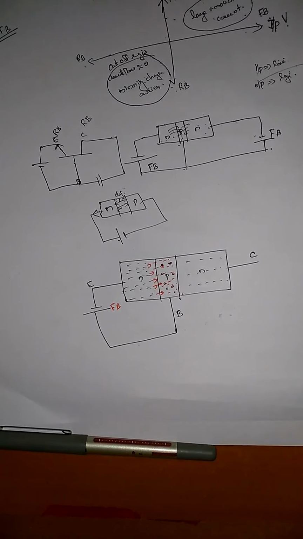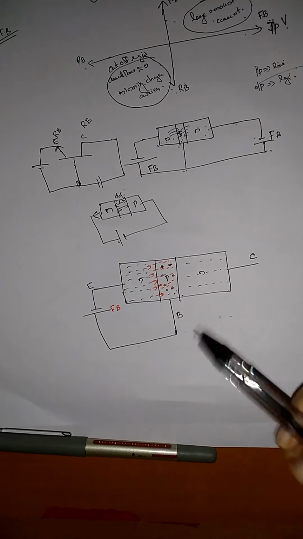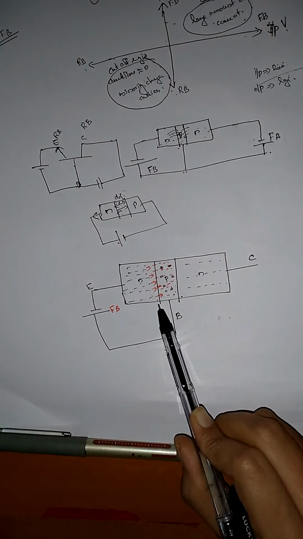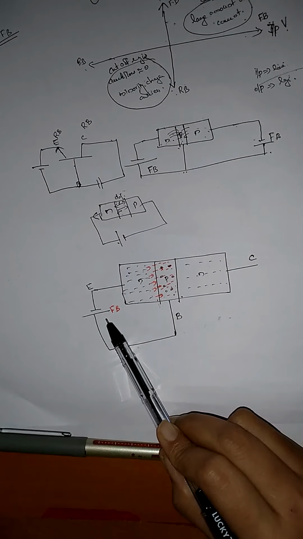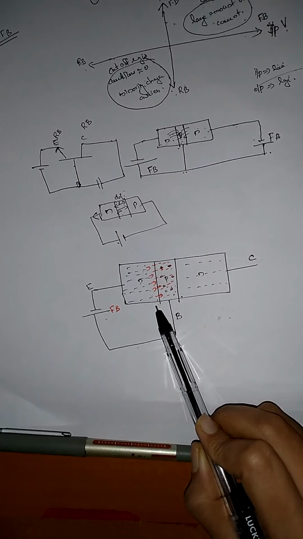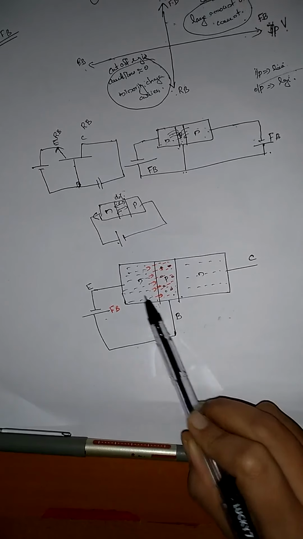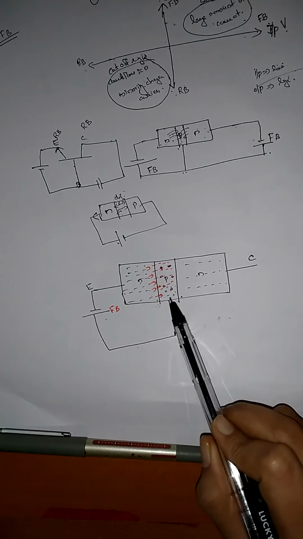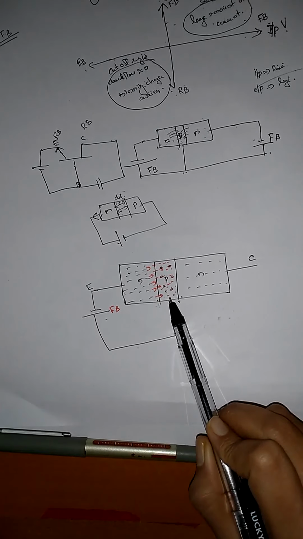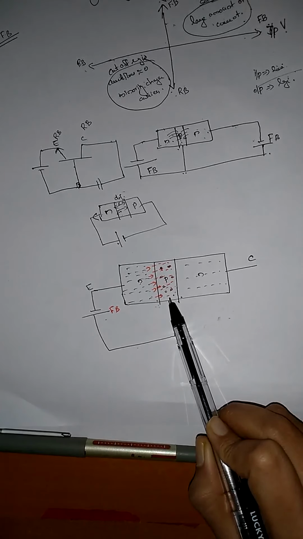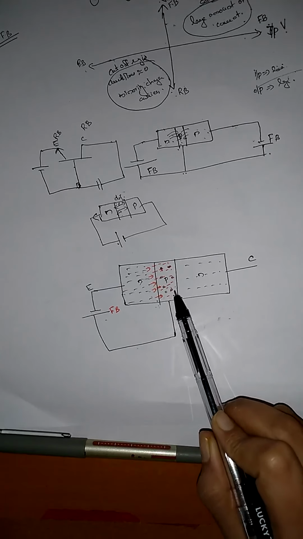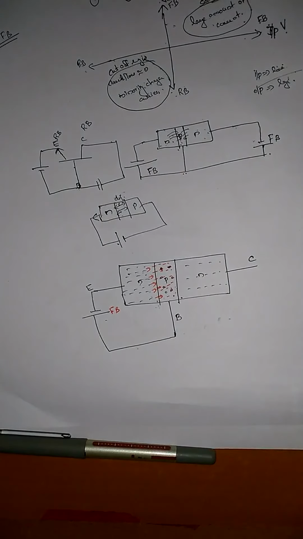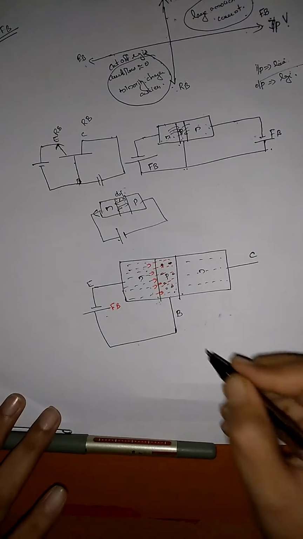When the emitter junction is forward biased, there is a barrier potential of 0.7 volt. If the forward biasing given is greater than this 0.7 volt, then a large amount of majority carriers diffuse across the junction, and some of these electrons will recombine with the holes in the lightly doped base region, and the other electrons will exist here for some time.